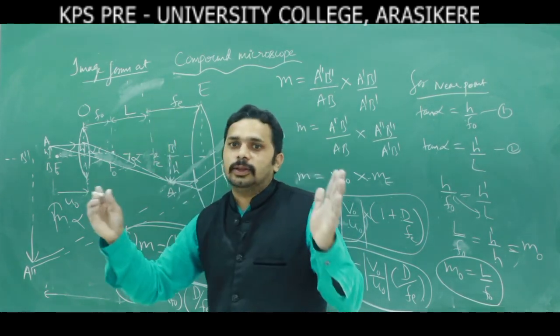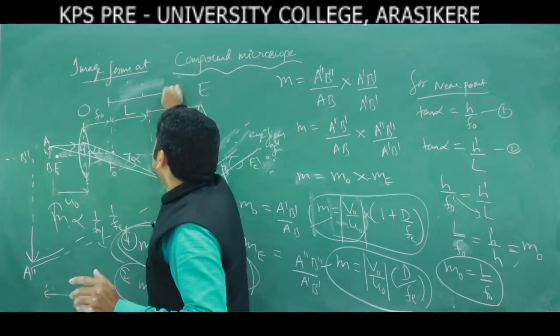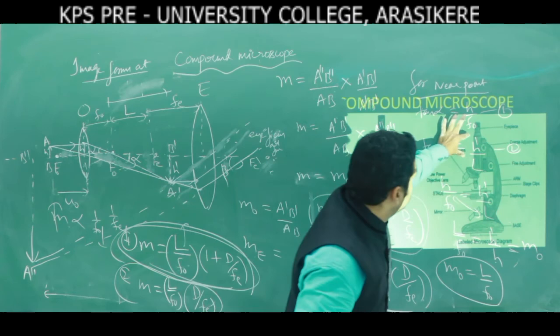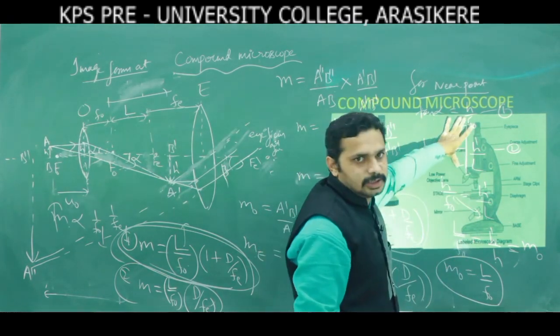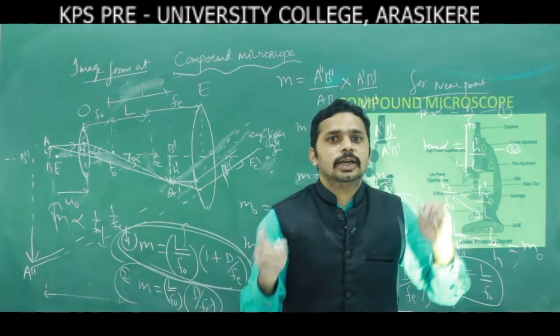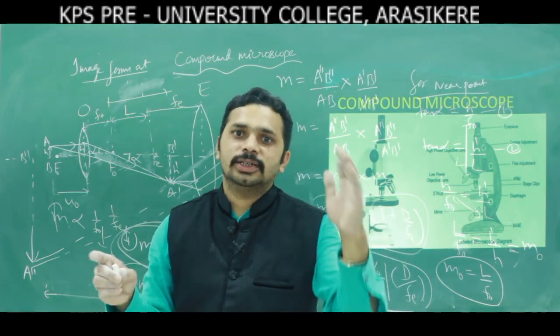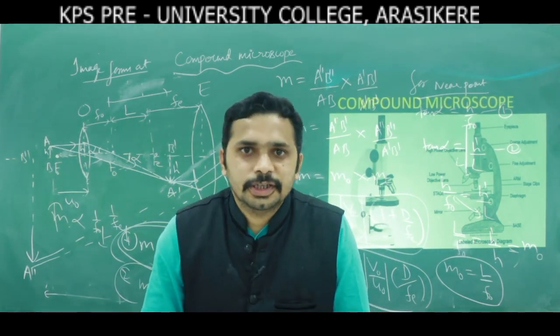What is L? Tube length. So this shows that if the tube length increases, then the magnification also increases. If tube length increases, then focal length decreases. If focal length decreases, the magnification increases.